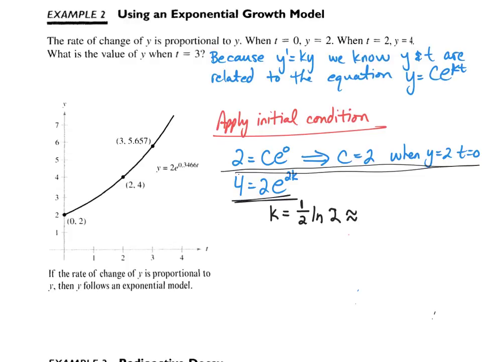Which, if you plug into your calculators, you get 0.3466. Some of you still aren't writing out at least 3 decimal places. Because of the 2k, you have to get the k by itself. Because ln of 2 is 2k, and then you do 1 divided by 2. Can you take that 2 out of the 2k and put it to the front?